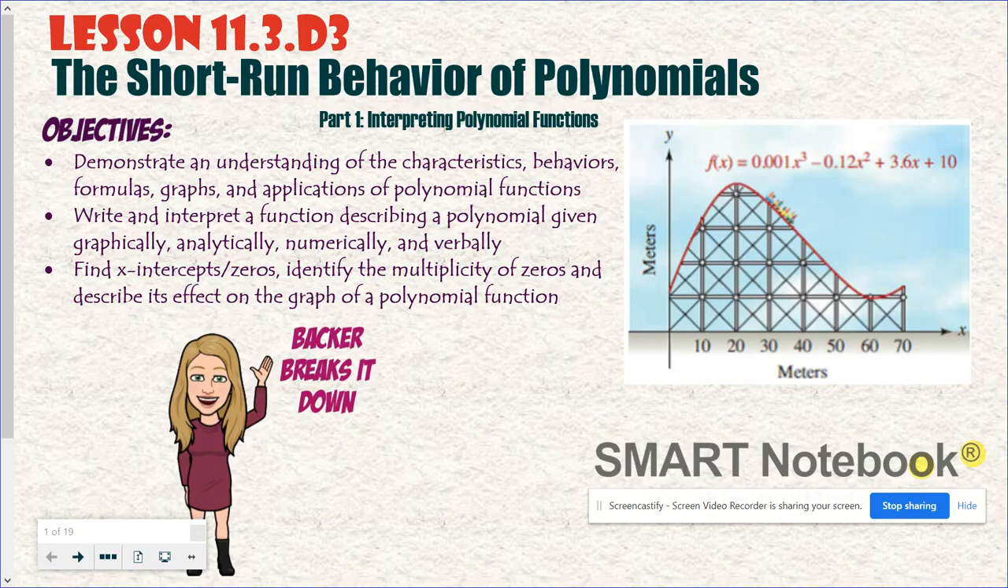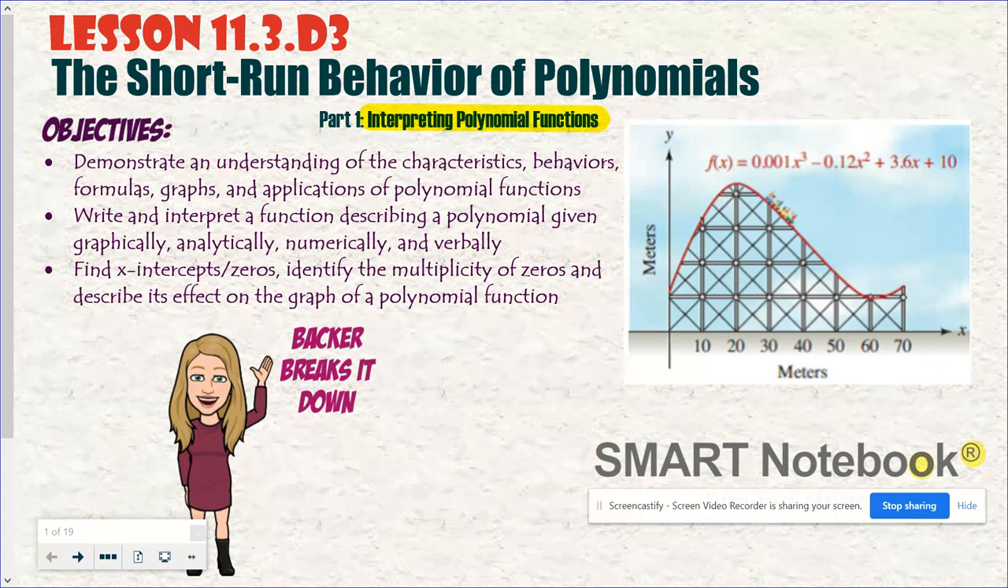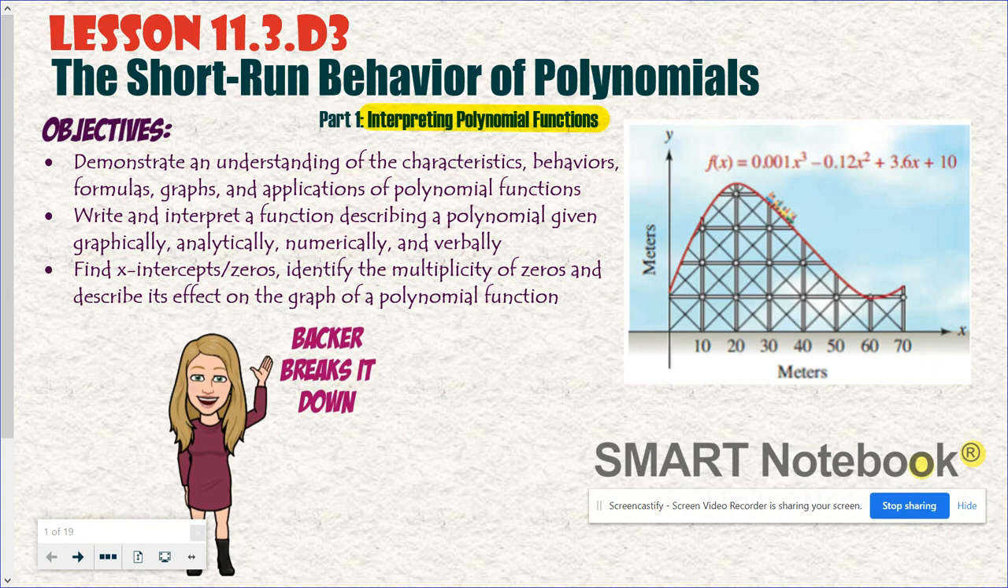In this episode, we are looking at the short-run behavior of polynomials, and we are going to interpret a polynomial function completely. So we are going to focus also on end behavior, okay? But we're going to look at, if we're given a polynomial function formula, how can we analyze and interpret it for all of its behavior?